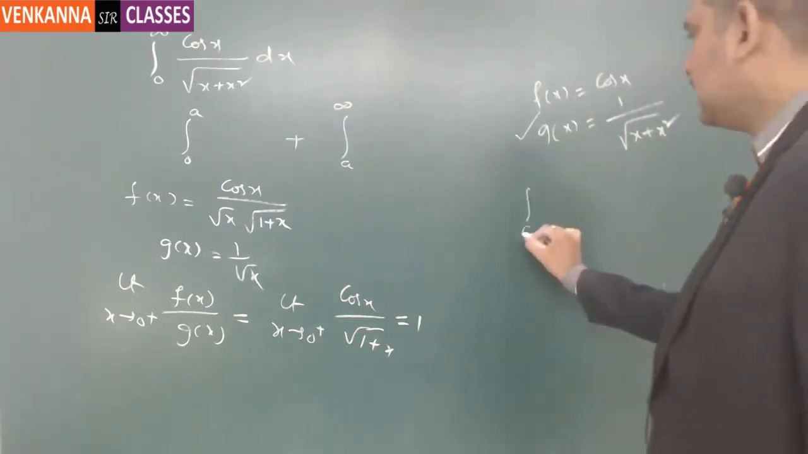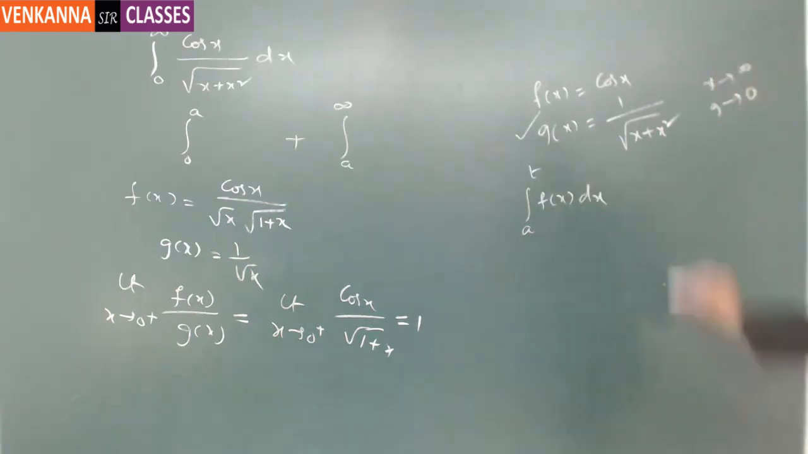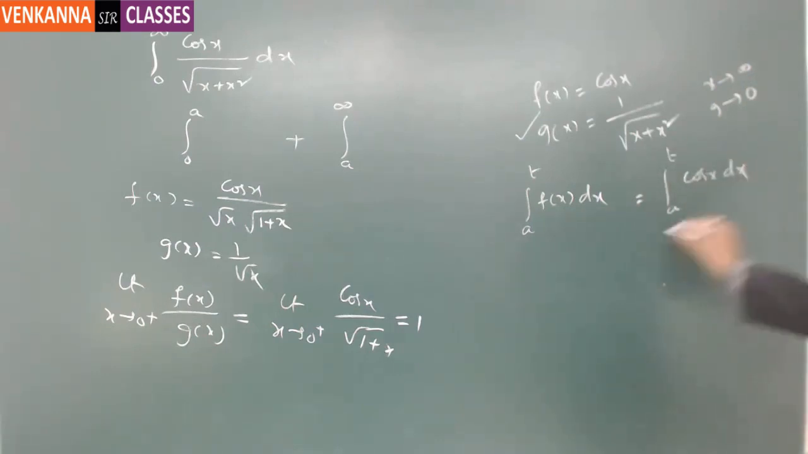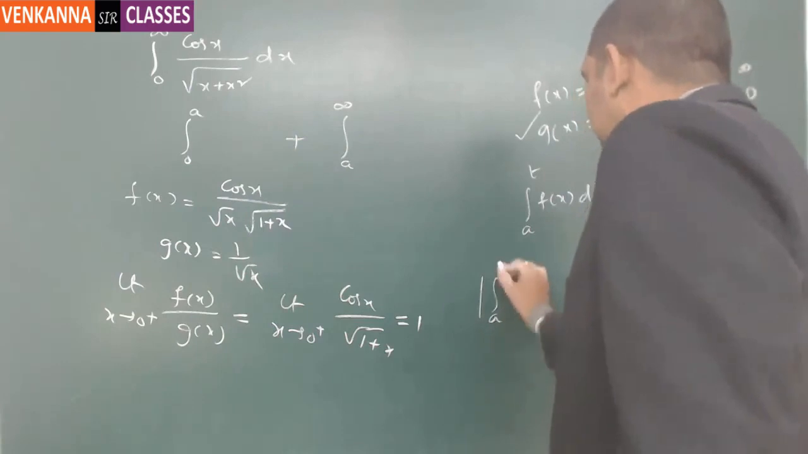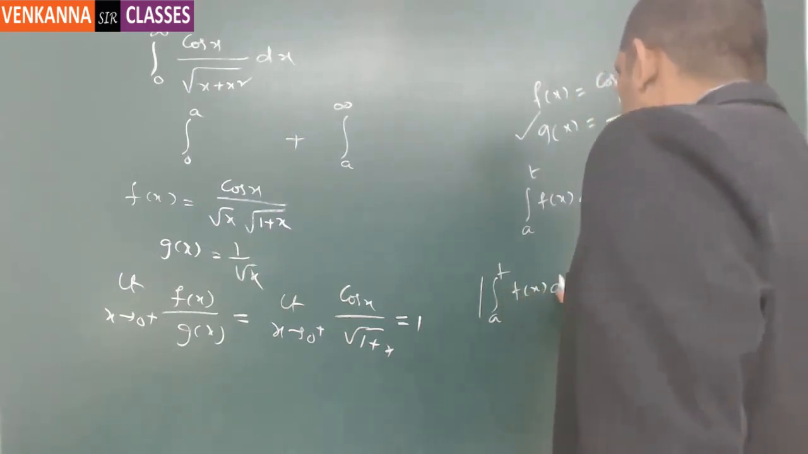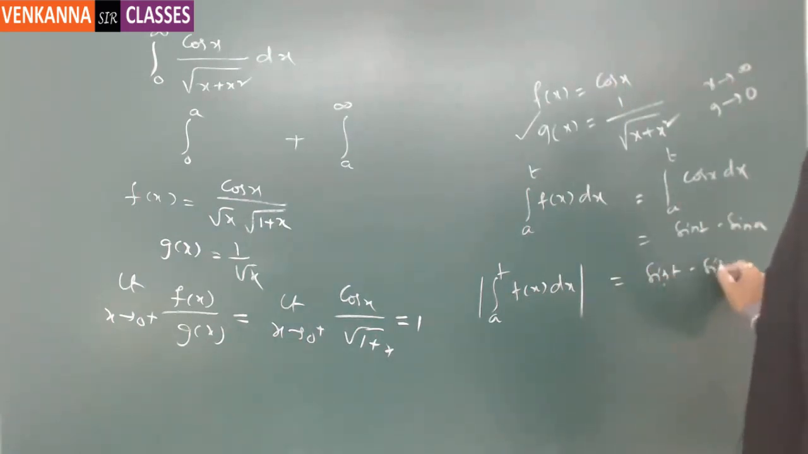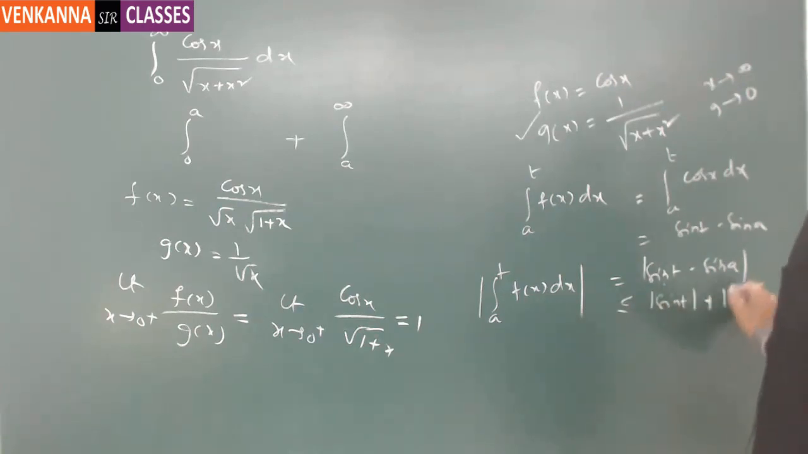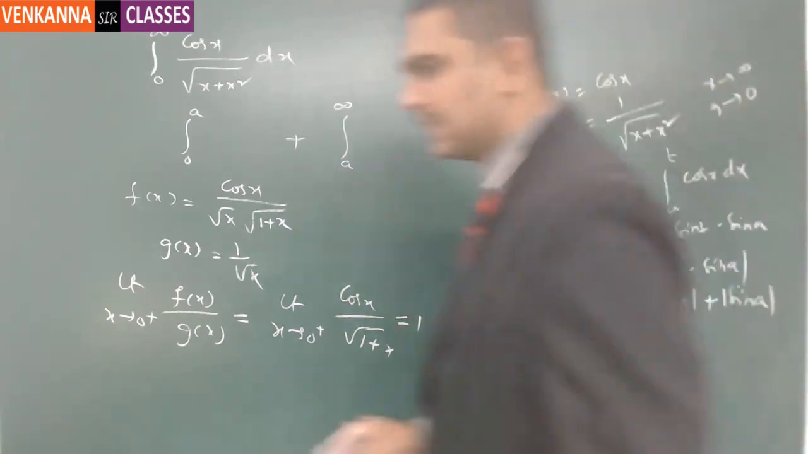So let us consider integral a to t of f of x dx, because I need to show that it is a bounded function. So this is equal to integral a to t of cos x dx. If you do the integration, it is nothing but sin t minus sin a. So for boundedness, consider the modulus of it. This is equal to modulus of sin t minus sin a, which is less than or equal to modulus of sin t plus modulus of sin a. This is less than or equal to 2. Can I say like that?